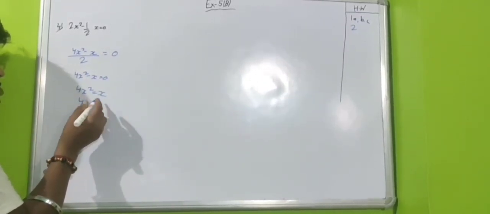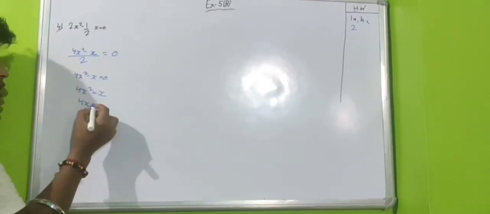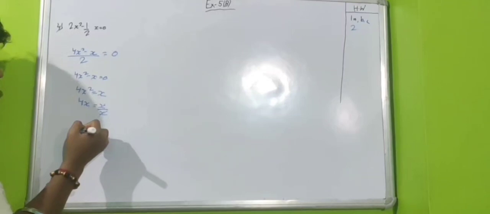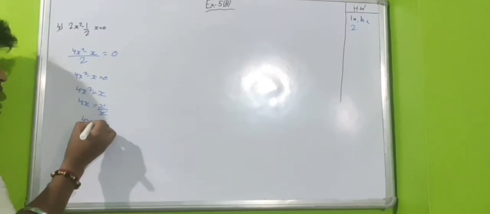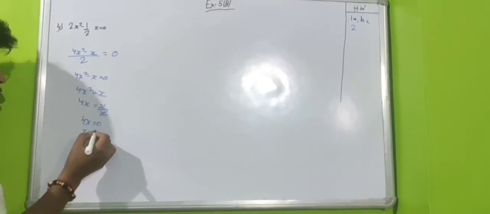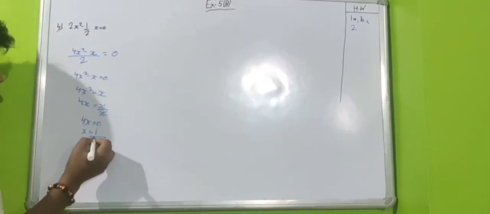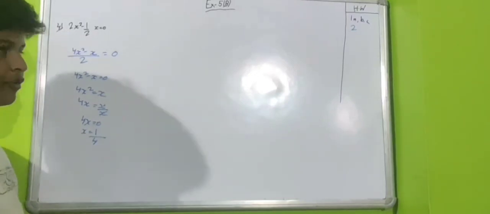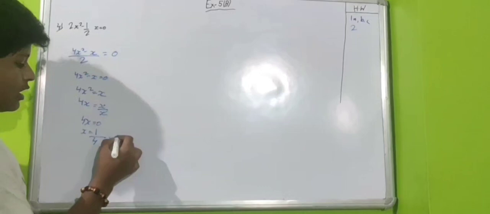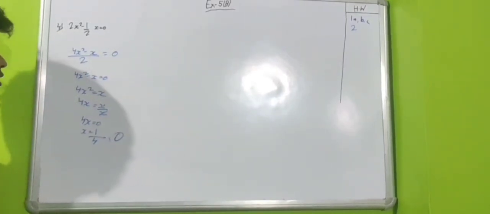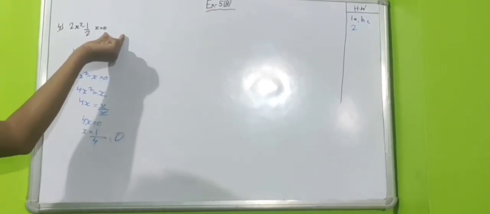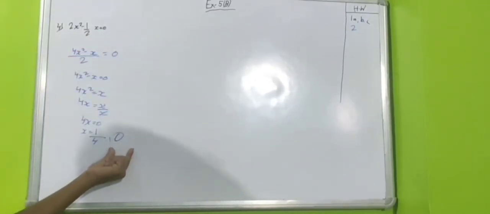Now if 1x is multiplied, go this side, it will be divided, cancelled. So 4x is equal to 1, x is equal to 1 by 4. You have to find one more root, so you can take a default value as 0, because here it is already given as equal to 0, so you can take it as 0 also.